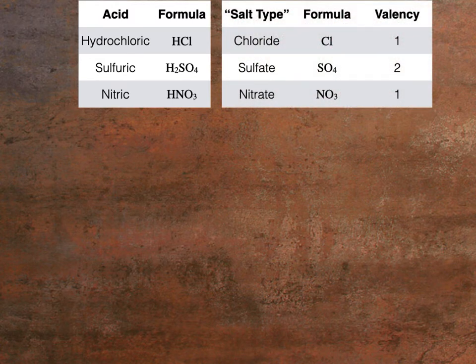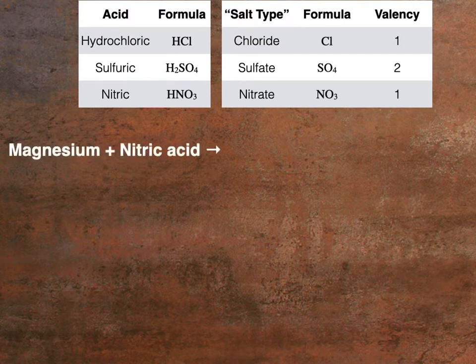Also, the formulas for the second bit of the acid there, chloride, sulfate and nitrate. Notice, by the way, that in the acids, they all contain hydrogens, and the number of hydrogens is the same as the valency of the other bit in the formula. So, for example, the valency of sulfate is 2, and you have 2 hydrogens in sulfuric acid.